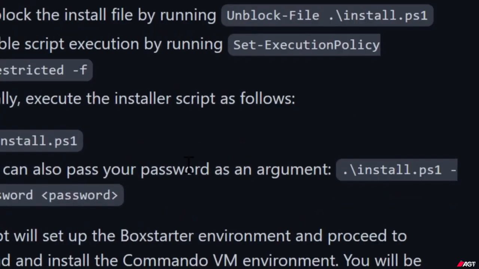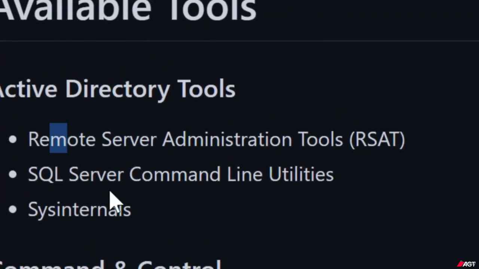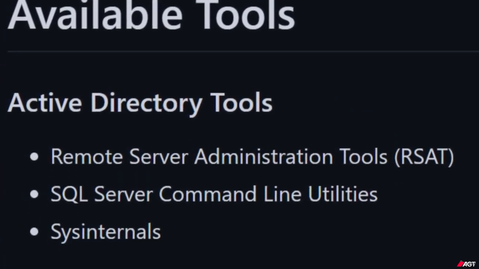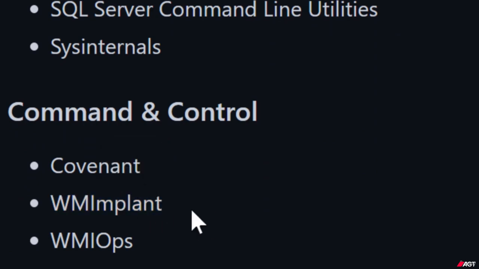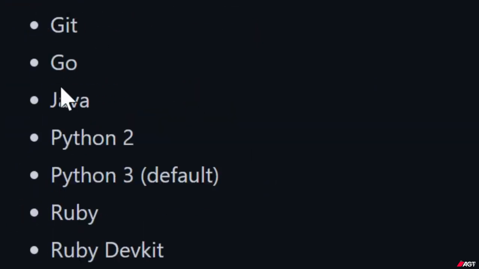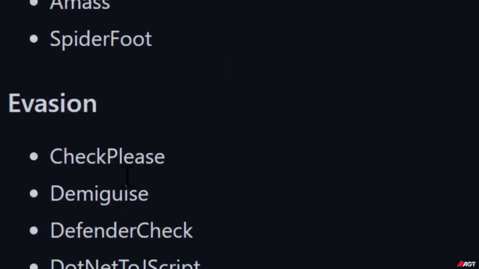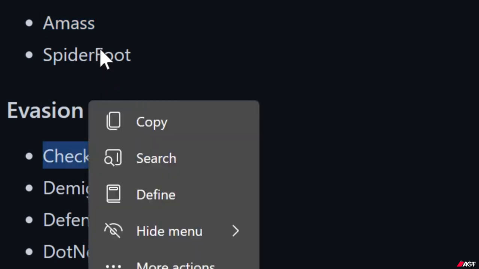Let me show you what we're about to get. So if you scroll down here, you can see available tools. Okay, so we get SQL Server, Sysinternals, that's cool. But we also get Covenant, C2. We get WMIOps, another command and control framework, along with WMImplant. We get all these developer tools like Java, Python 3, which is default, which is pretty cool. We get Ruby, we get Visual Studio Code, yes, Docker. So we've got the Docker version of Amass and Spiderfoot. Amass is great for recon information, and so is Spiderfoot.